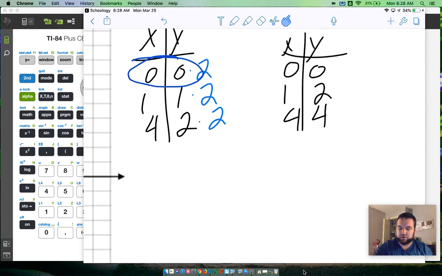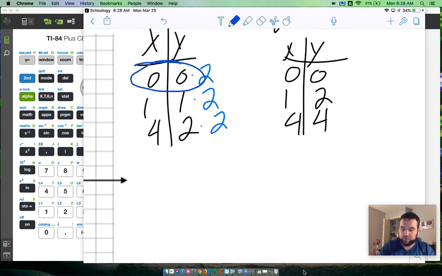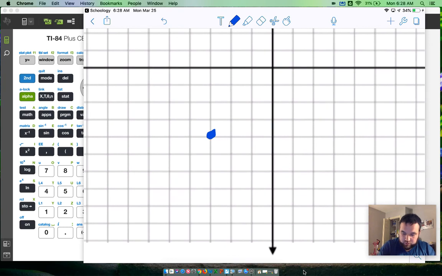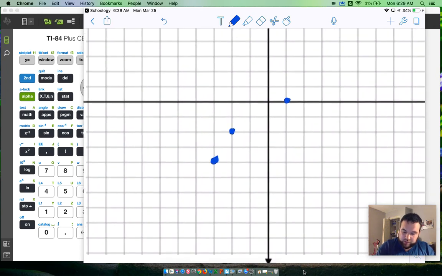And then all I'm going to do is graph these coordinates. So I'm going to graph 0, 0. Okay, but again, that blue point is 0, 0. Then to graph 1, 2, I'm going to go over 1 and up 2. Okay, and then to graph 4, 4, again, starting here, I'm going to go 4 to the right and 4 up. And then just connect those that way.